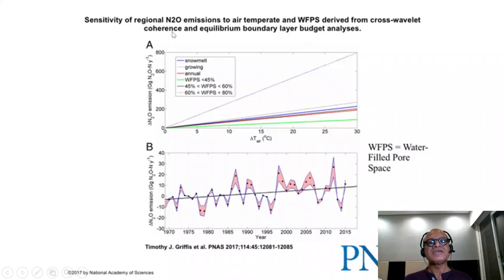This is just showing some idea for the future how the sensitivity of regional nitrous oxide emissions to air temperatures and water-filled pore spaces in the soils are going to behave. So this is showing in regions with snowmelt, growing annual water-filled pore spaces of various percentages and so on. And the observed data seems to show that there is a trend that is significant in terms of the nitrogen emissions in gigagrams nitrous oxide nitrogen per year. Okay, that's kind of a unit that is used to connect nitrous oxide to nitrogen.